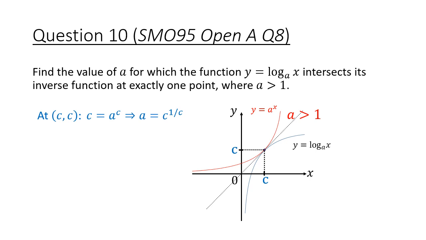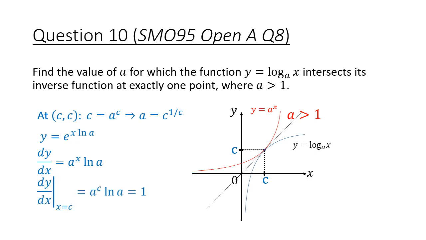We know that at this point, the gradient is 1. We need the gradient function, so we need to differentiate. It's always easier to differentiate if it's base e. So we convert the equation y equals a to the power of x to y equals e to the power of x ln a. This is easier to differentiate. We will get a to the power of x ln a. Then we'll let x equal c and let the gradient be 1.